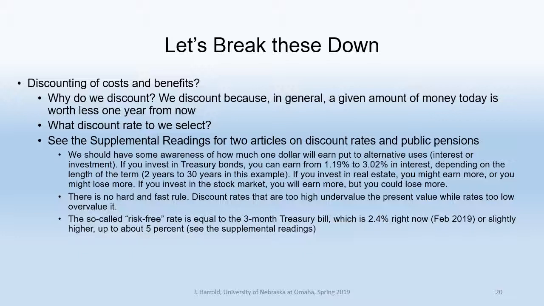So there's really no hard and fast rule on what discount rates you use, although some people recommend you use the risk-free rate, which is roughly equivalent to the 3-month Treasury bill, which right now is about 2.4%. I give you an article by Monell et al. where they talk about a 5% risk-free rate. I give you a couple of articles in the supplemental reading that talk about the impact of discount rates on public sector pensions. But in reality, for this exercise, we're not really going into the philosophy of discount rates so much, except to say that we use them in our cost-benefit analysis.